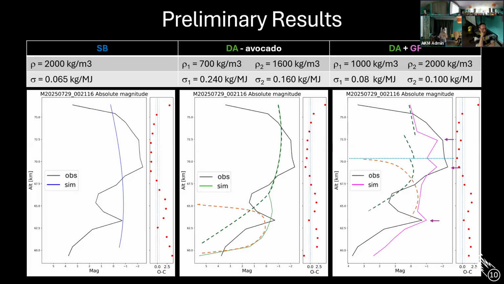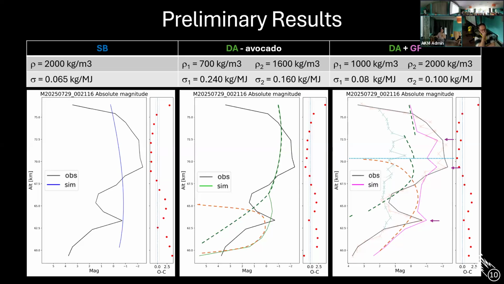And here is basically, we can see how the layers were ablating in the avocado model. And here they are in the combined fragmentation and avocado model. So we see the jumps, that's where the fragmentation points occurred. And this line is where we also started the second layer with the fragmentation. It's maybe better seen when we also show the stations.